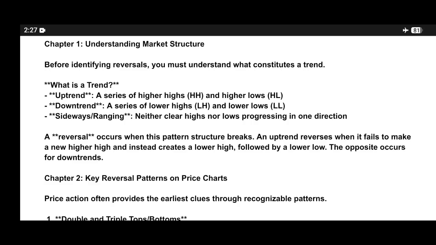A reversal occurs when this pattern structure breaks. An uptrend reverses when it fails to make a new higher high and instead creates a higher low followed by a lower low. The opposite occurs for a downtrend.